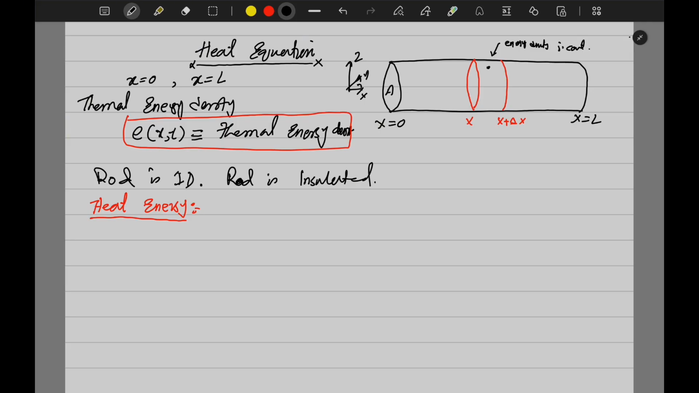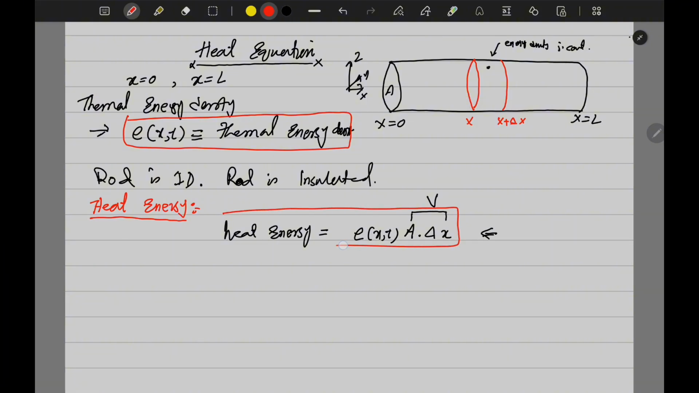So the total energy in this volume is the product of energy density and volume. The total heat energy in this slice, or this small patch, is equal to thermal energy density times area times delta x. This is the volume of this small patch. Now we have heat energy in this form, and we have an unknown, the energy density. Let's name this equation 1 and this one 2.